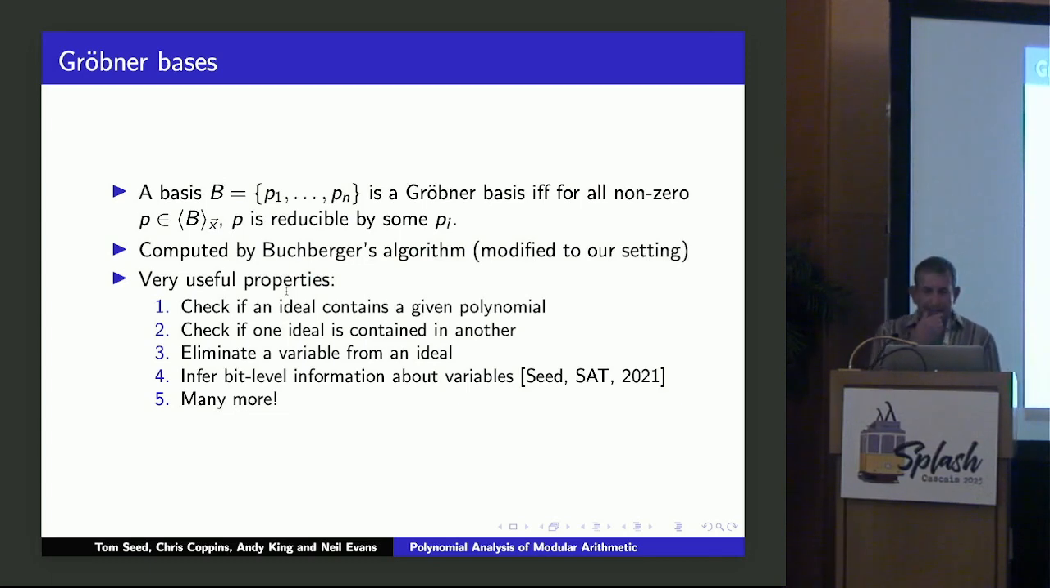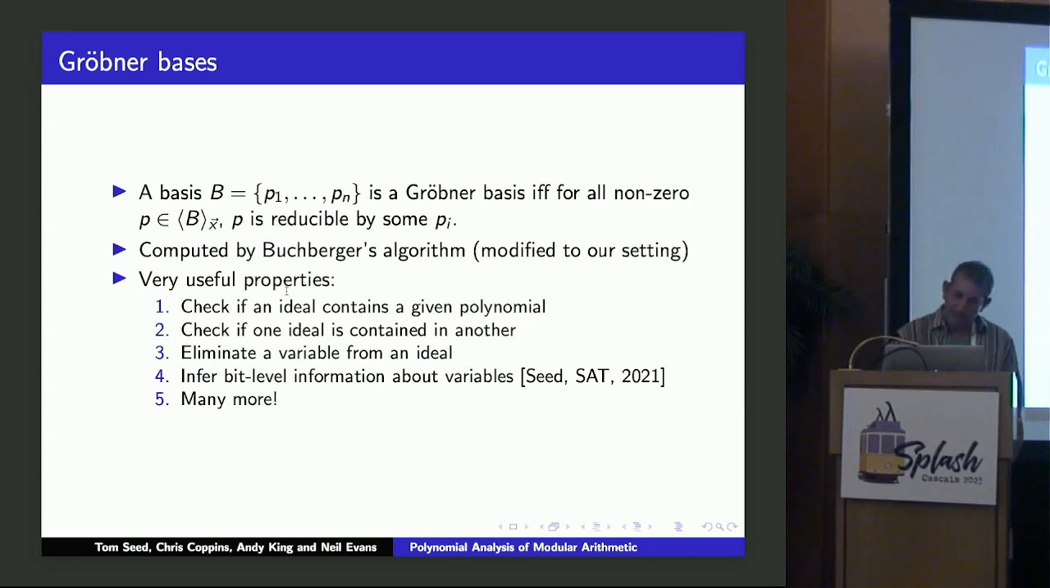So we can say a basis B, a set of polynomials, is a Gröbner basis if we take any non-zero polynomial P in the ideal generated by B, and P is reducible by one of the polynomials in the basis, a p_i.